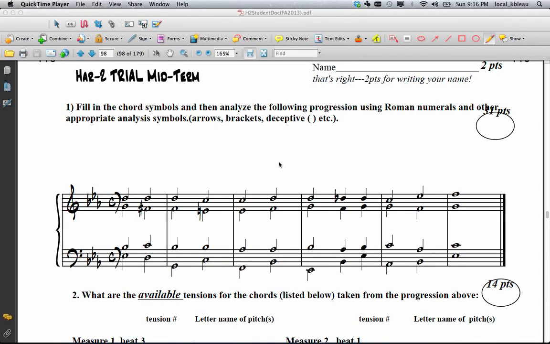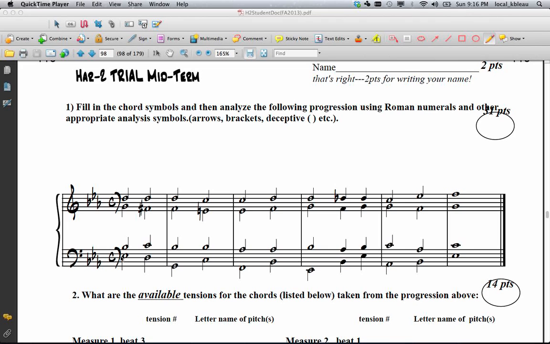I just wanted to give you a few pointers on the Harmony 2 trial midterm exam. I know we didn't have a chance to talk about it that much in class. So the first section, and by the way, of course, you can rewind and slow this down if you need to. The first section is analysis.